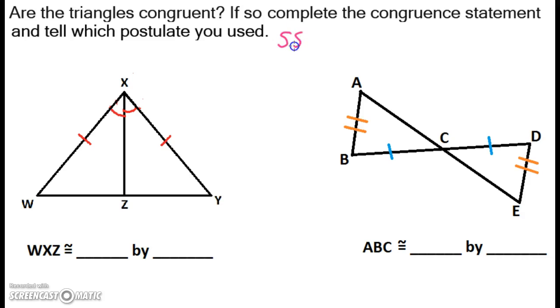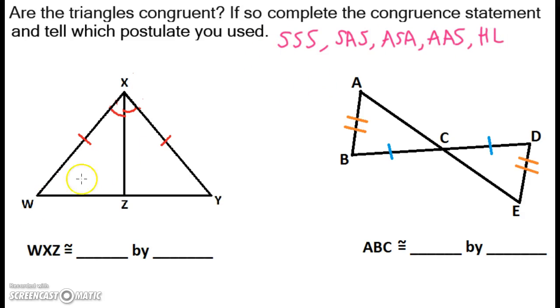One of them is side, side, side. One of them is side, angle, side. One of them is angle, side, angle. One is angle, angle, side. And the last one is hypotenuse, leg. But in order to use hypotenuse, leg, you have to have a right triangle.